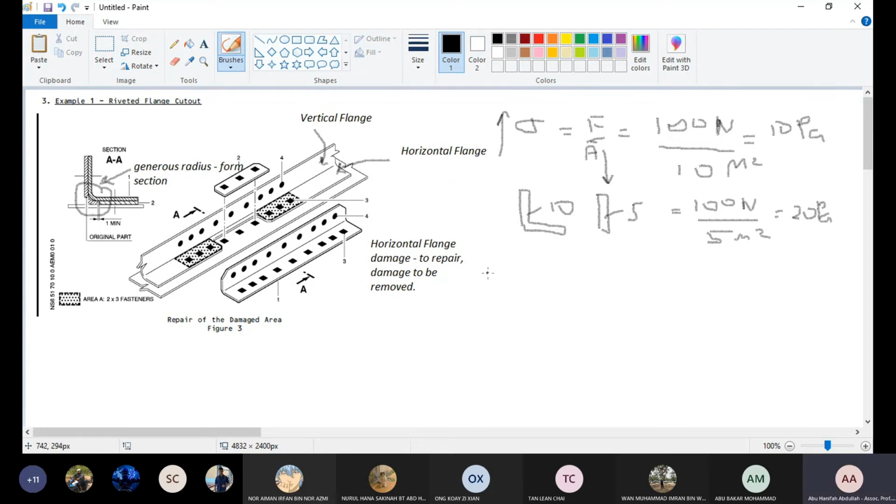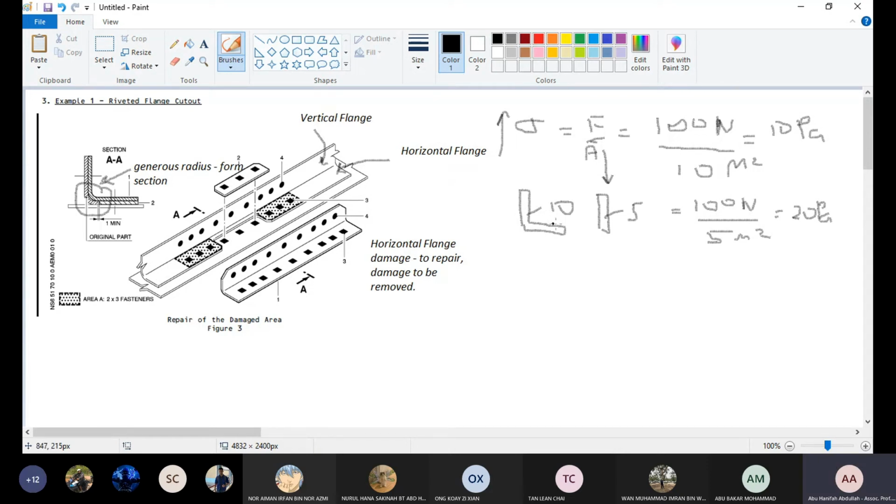So you see the point? As you got damage, it has to be removed. We can't leave it. We have to remove all the damage or the defect. You cut it off. The problem is you lost the area.